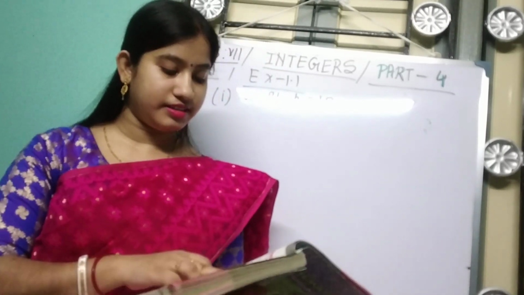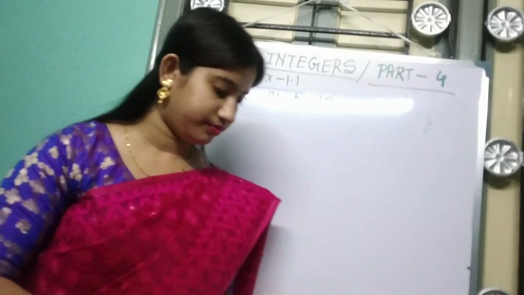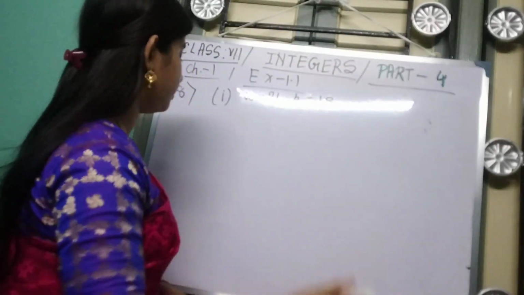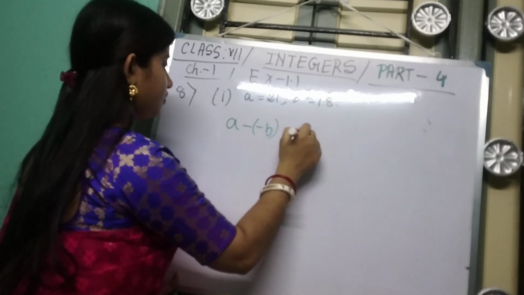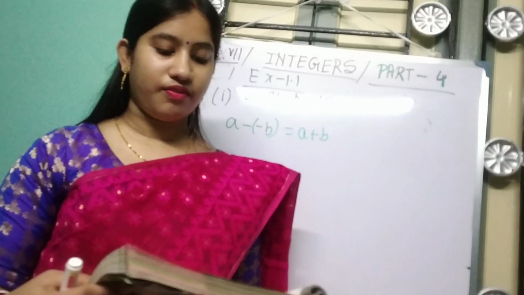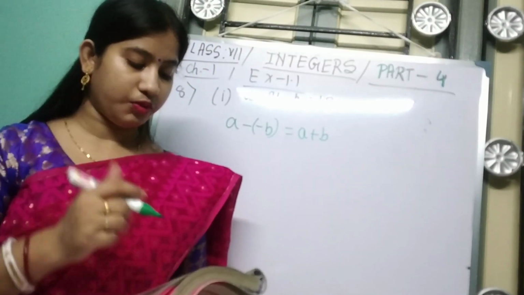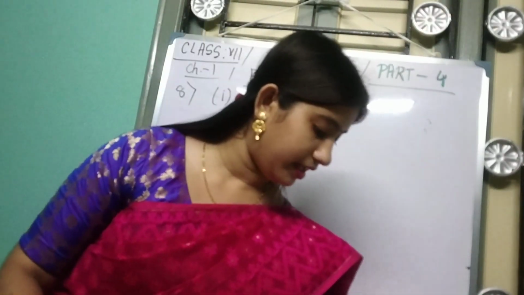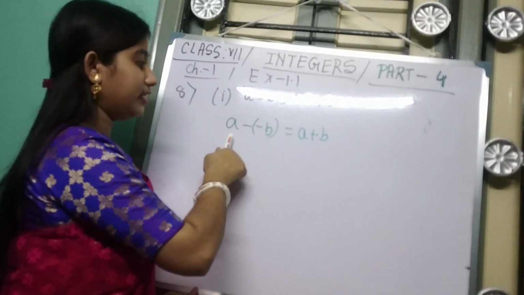In number 8 it says, verify a minus of minus b equals a plus b, for the following values of a and b. In 8.1, given that a equals 21 and b equals 80, we should check this.